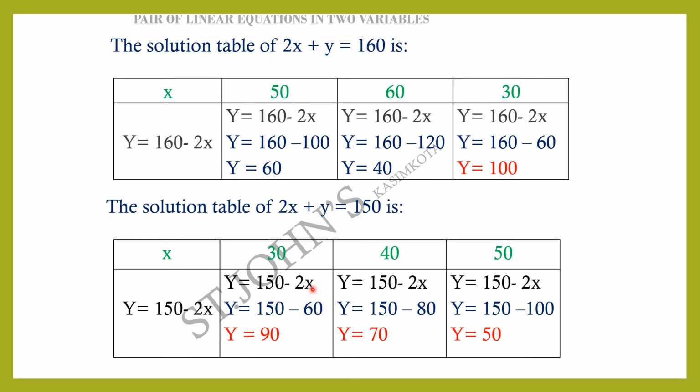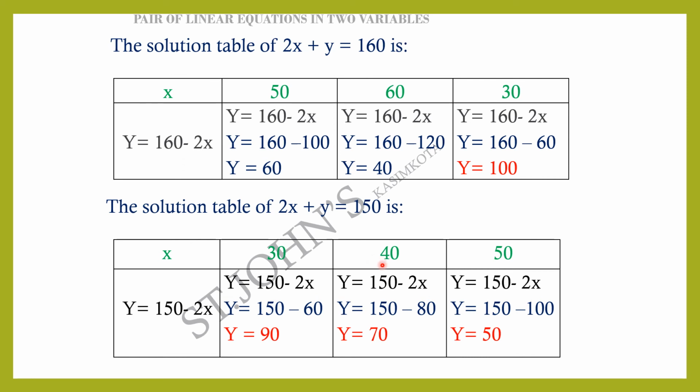x equals 30 means y equals 150 minus 2x, so 2 into 30 is 60. y equals 150 minus 60, which equals 90. So y equals 90. And the second x value is 40.